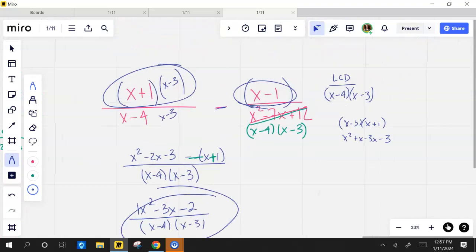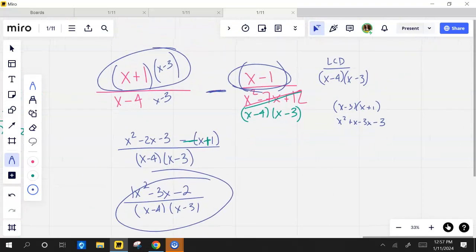Okay, so because here, remember, since this is subtracting, I have to subtract everything up top. So that became -x plus 1. I distributed that negative sign through.